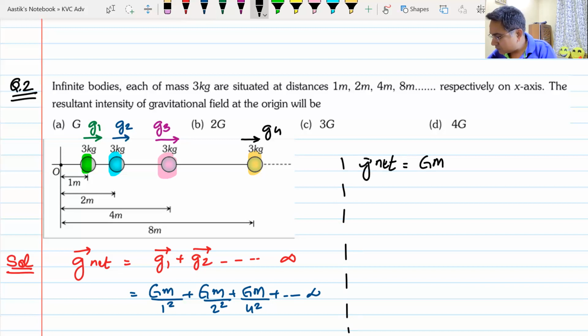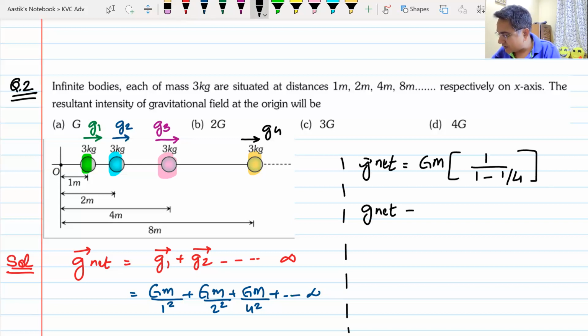So the value of G net gravitational field becomes GM times 1 upon 1 minus 1 by 4, yes or no? Yes, sir. And the value of M is 3 kg. So if you add them, the value of G net becomes 4 times G, and that is the answer we are looking at. Do we understand this? Yes, sir. Everyone got this or no? Yes, sir, we got it.